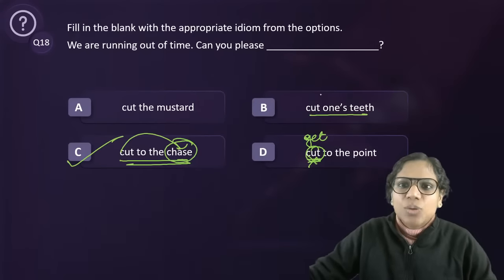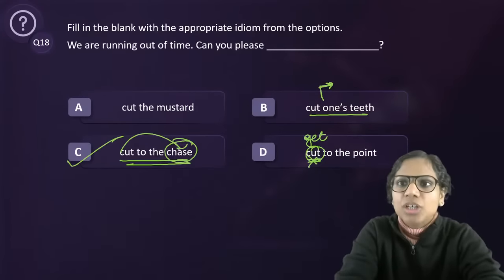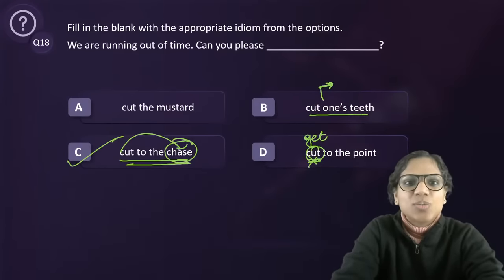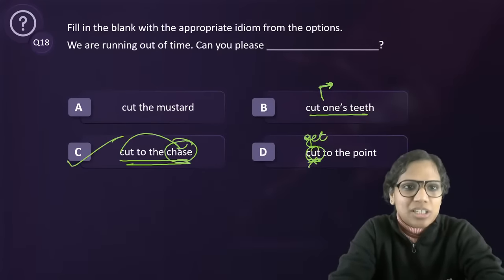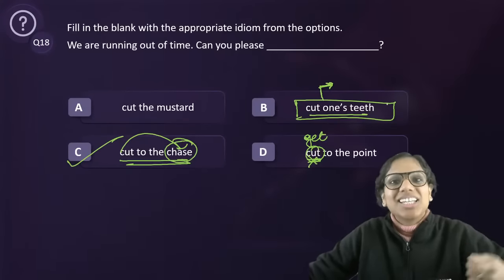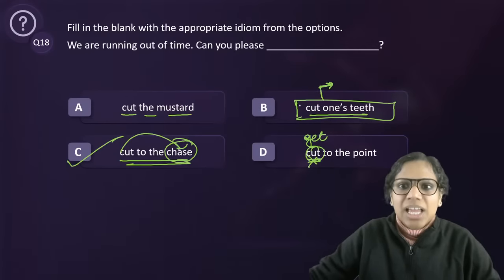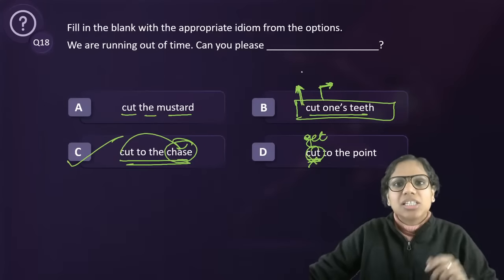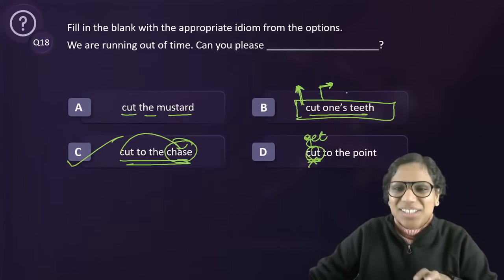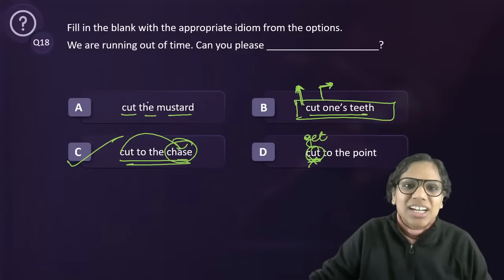What do the others mean? Cut one's teeth. When you cut your teeth in a profession, you are basically starting it and trying to gain experience in it. Normally used for people who are in their first job, they're cutting their teeth in that job. I think the association of cutting one's teeth is with a baby who just develops teeth and wants to bite everything. That's why we have teethers. So I think the association is that. Cut the mustard.